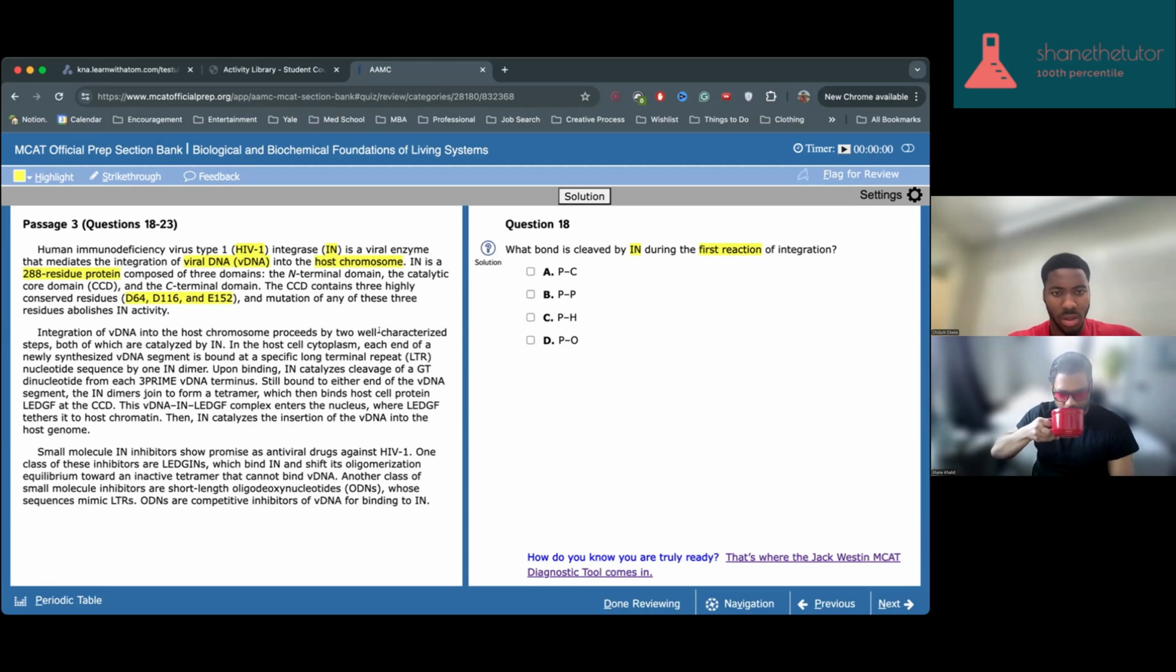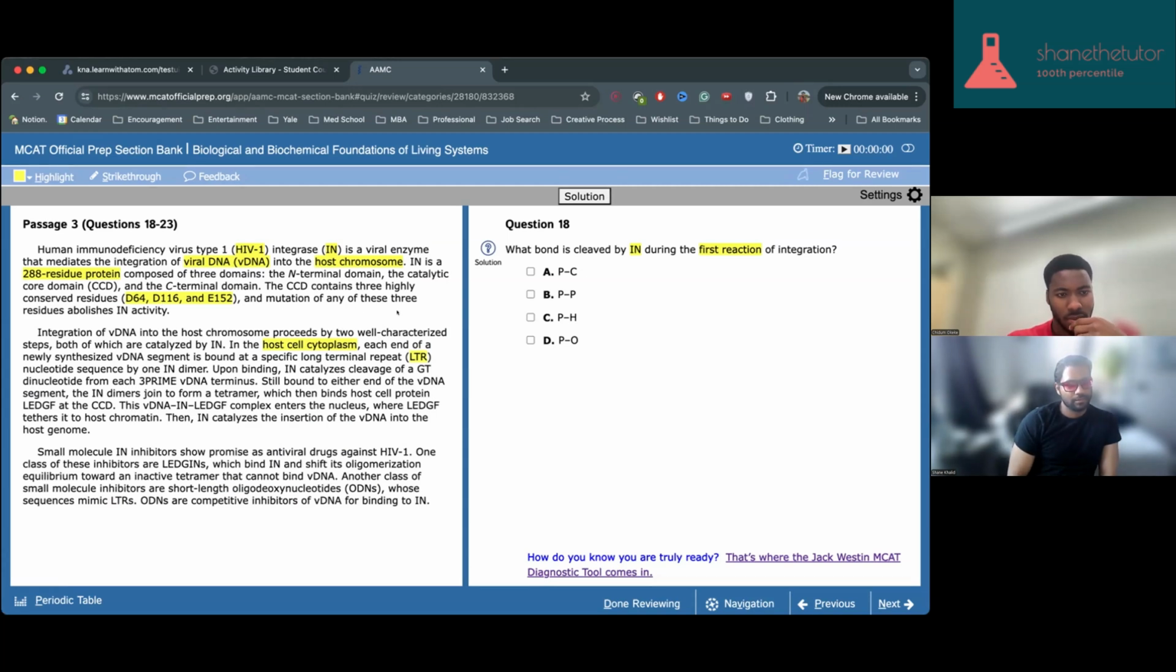In the host cell cytoplasm, I probably highlight that just to orient myself. In the host cell cytoplasm, each end of a newly synthesized vDNA segment is bound at a specific long terminal repeat, so LTR, nucleotide sequence by one IN dimer. Upon binding... So tell me what's happening here, in terms of what they're saying.